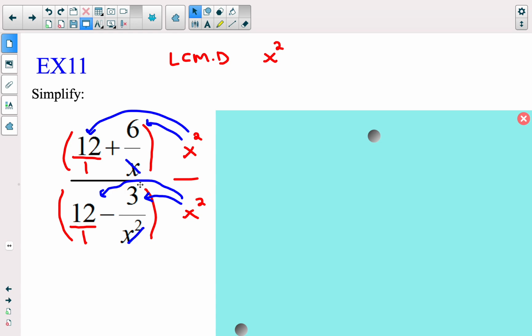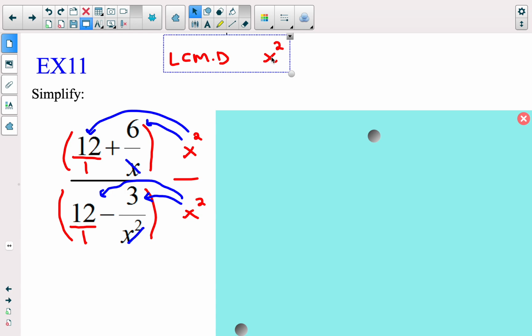So if you look here in the larger numerator, 12 plus 6 over x, we have a denominator of 1 and x. And then the bigger denominator, we have a denominator of 1 and x squared. The least common multiple of those four is going to be x squared here.